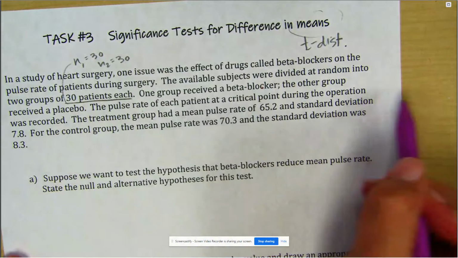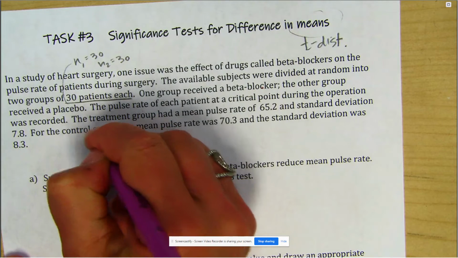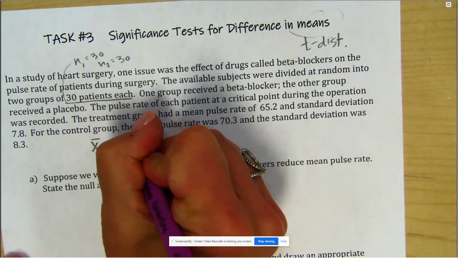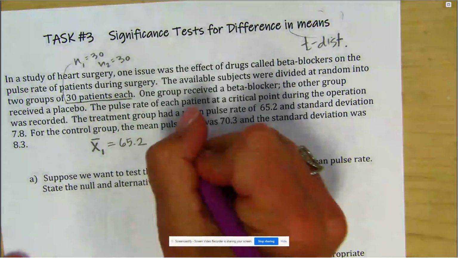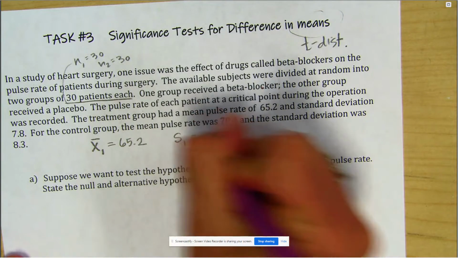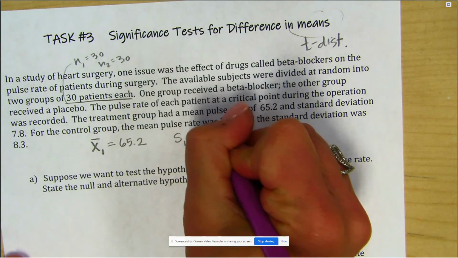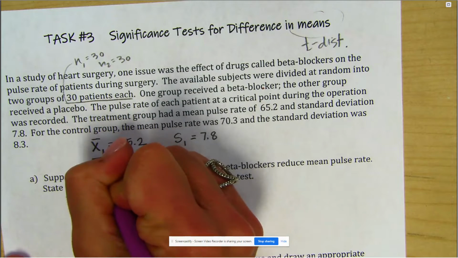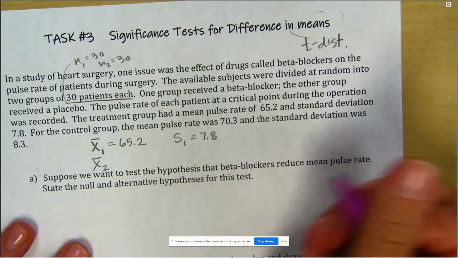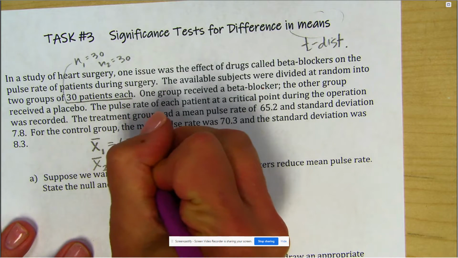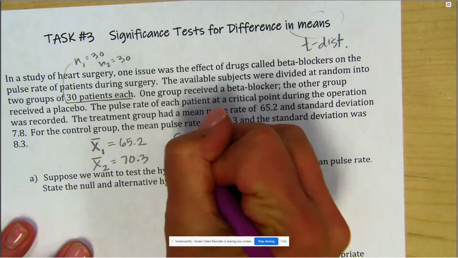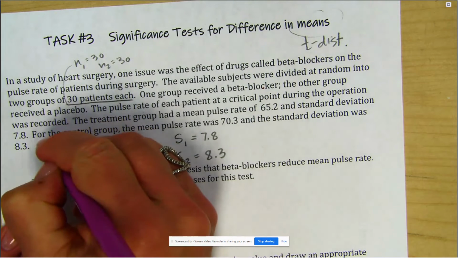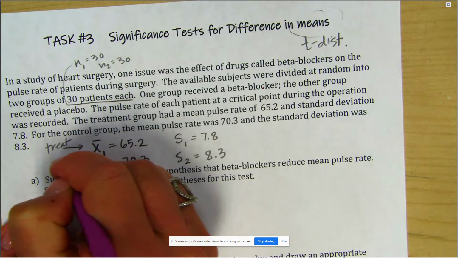So these are stats here. We have a sample mean from group 1 that received the treatment, and they had a mean pulse rate of 65.2. The standard deviation of this sample was 7.8. The control group, the placebo group, the sample mean for them was 70.3 with a standard deviation of 8.3. So this was the treatment, people that received the drug, and this was the placebo.